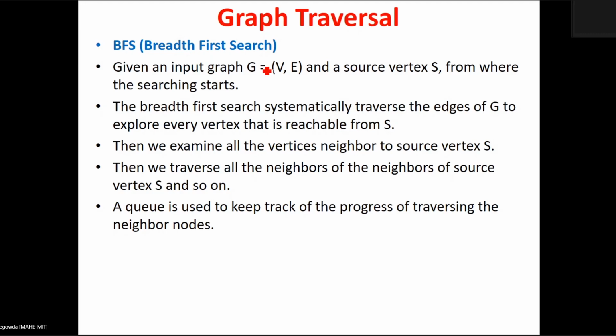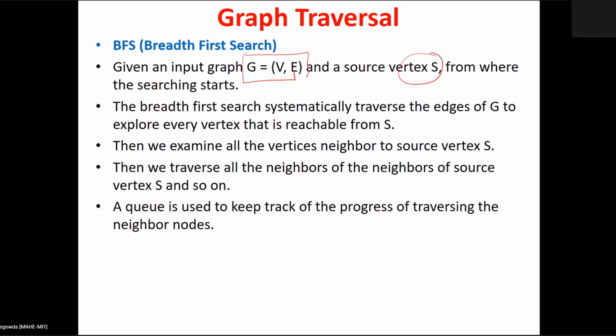Suppose I am given an input graph of the form G = (V, E), and we have a source vertex S from where we want to start searching. The breadth first search systematically traverses the edges of G to explore every vertex that is reachable from S. Whatever the source vertex may be, from it we can reach all the nodes in the given graph.